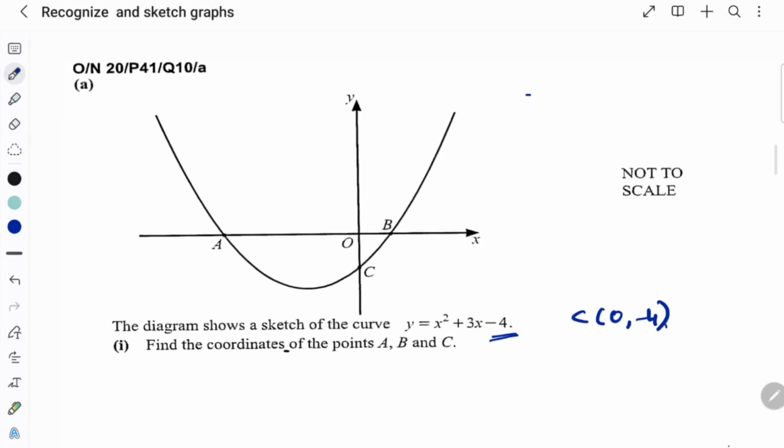Now x square plus 3x minus 4 equals 0, since y is 0 on the x-axis. So 4 ones are 4.